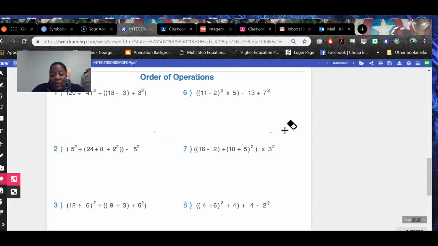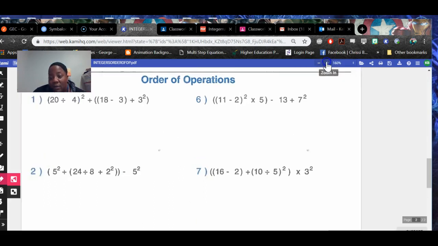The first one I'm going to work out for you is number 6. So you take a look at number 6, you see that you have a nested parentheses set. So we'll start there.